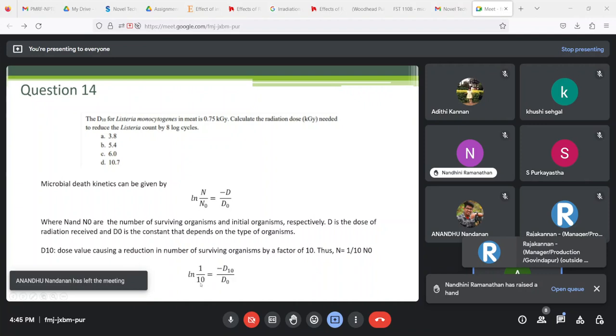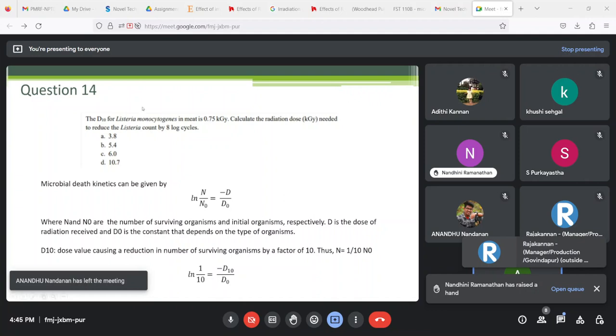So you have ln of 1 by 10 on the LHS, and this is equal to minus D10 divided by D naught, where D10 is the dose corresponding to that reduction. D naught is a constant for a microorganism, so that will not change. So you can calculate what D naught is now.